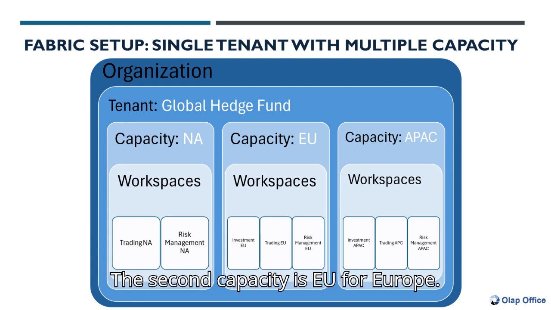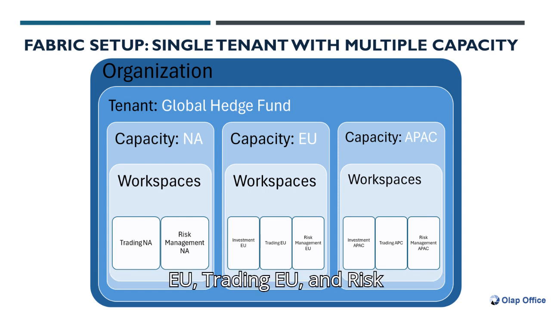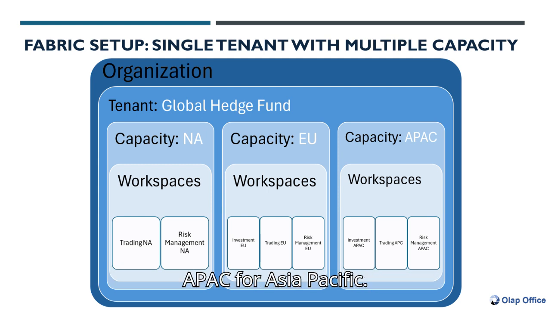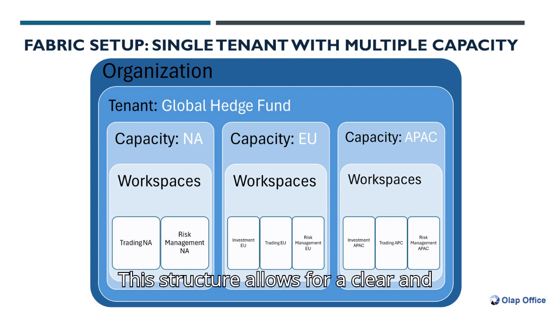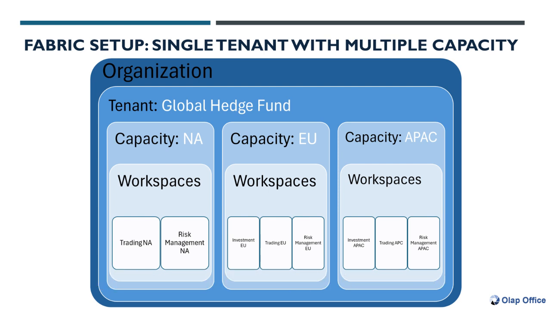The second capacity is EU for Europe. It includes 3 workspaces: Investment EU, Trading EU, and Risk Management EU. The third capacity is APAC for Asia Pacific. It includes 3 workspaces: Investment APAC, Trading APAC, and Risk Management APAC. This structure allows for a clear and organized management of resources across different regions.